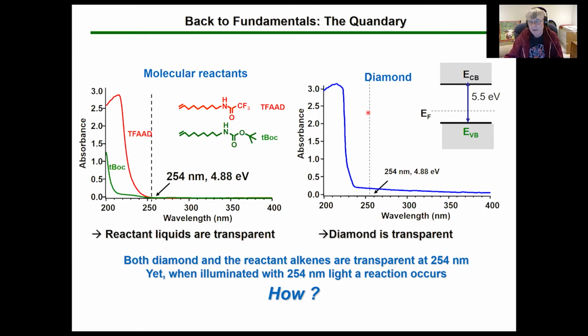And likewise, diamond, of course, has a 5.5 eV band gap, which corresponds to about 223 nanometers. There's some reflective loss, but really no absorption at the wavelength that we're using for this reaction. So the question then was, how can we get reactions occurring when nothing seems to be absorbing light? And if we had thought about this beforehand, we would have said that this experiment simply would not work.